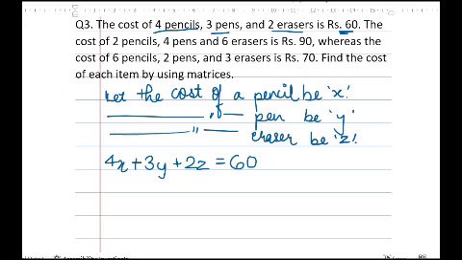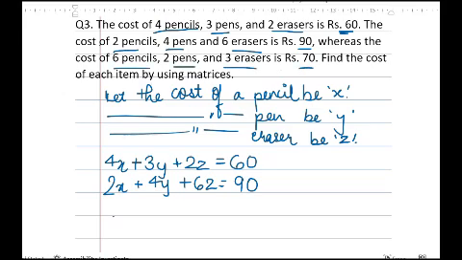Now for the second equation, you're given 2 pencils, 4 pens and 6 erasers is rupees 90. So let's write that 2x plus 4y plus 6z is equal to 90. Then you are given 6 pencils, 2 pens and 3 erasers is 70. So you have 6x plus 2y plus 3z is equal to 70. Now see, you're supposed to find the cost of each item using matrices. It's going to be very easy.